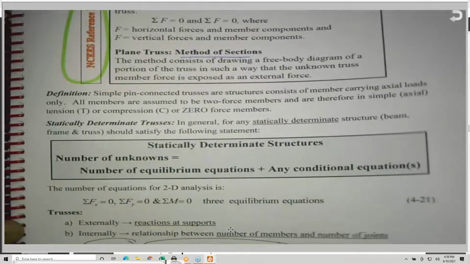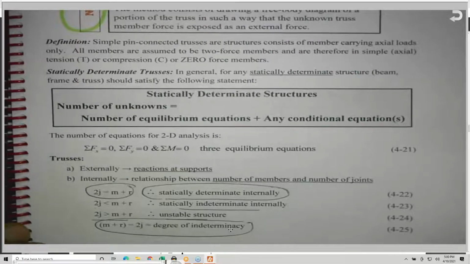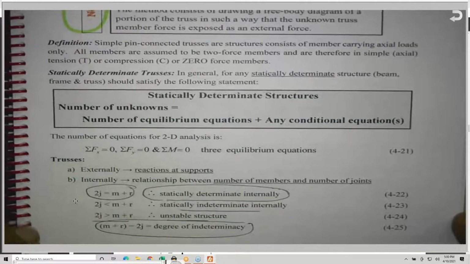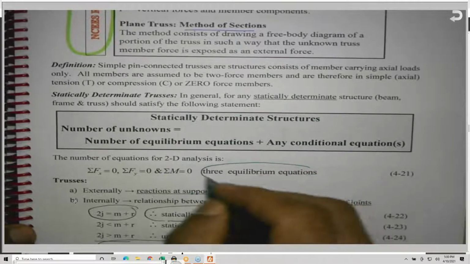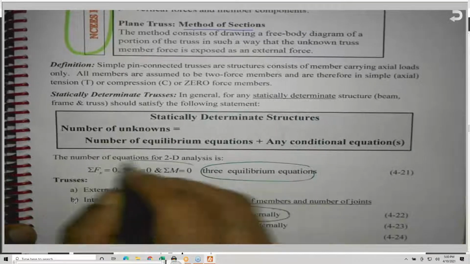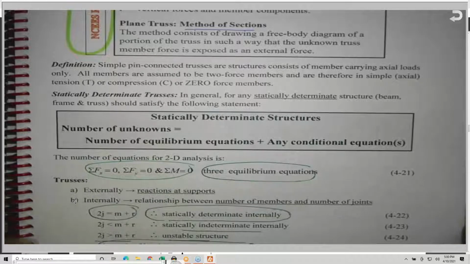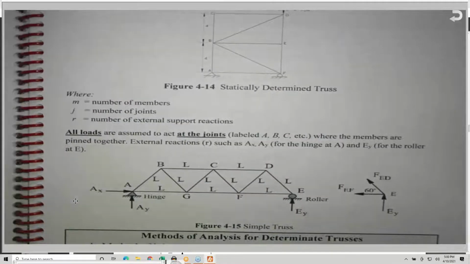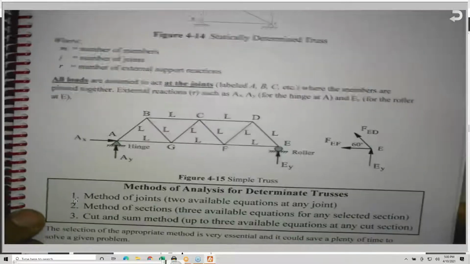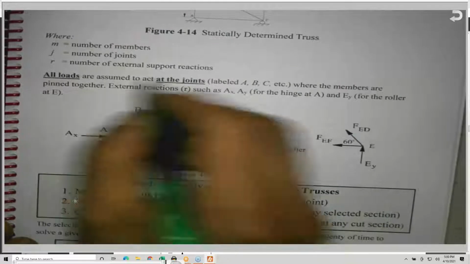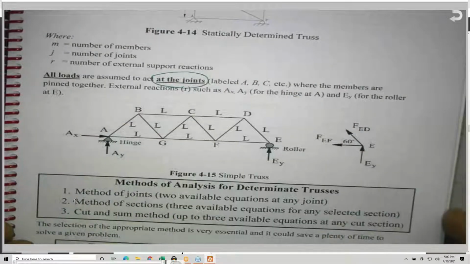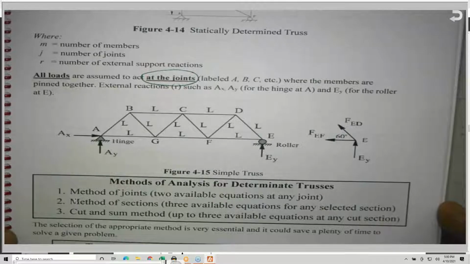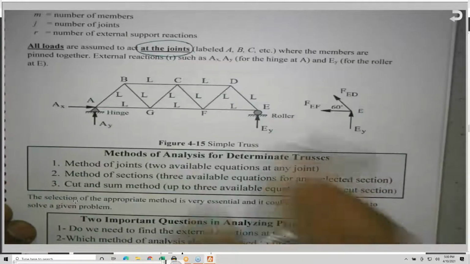So going back to the chapter that I sent you, 2J equals M plus R. The three equilibrium equations for any 2D system, as all of you know, are sigma force X, sigma force Y, and sigma moment. I have some brief discussion here, and I defined the M, J and R here. All loads are assumed to be acting at the joints, as we said. The members carry only tension or compression, like this truss here.